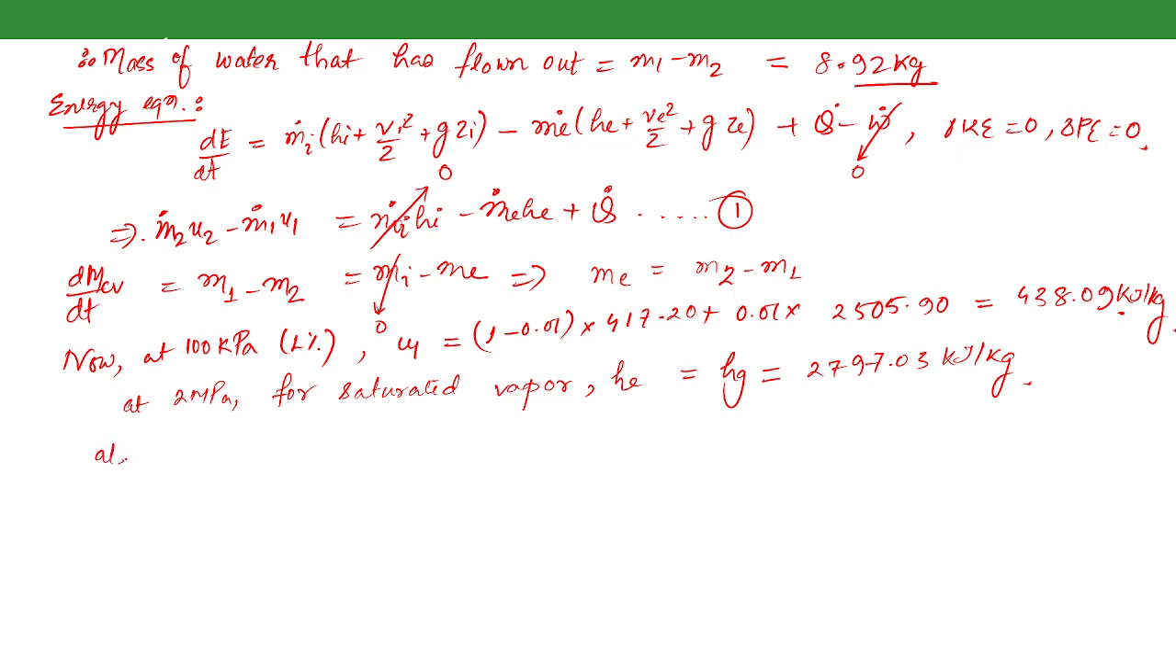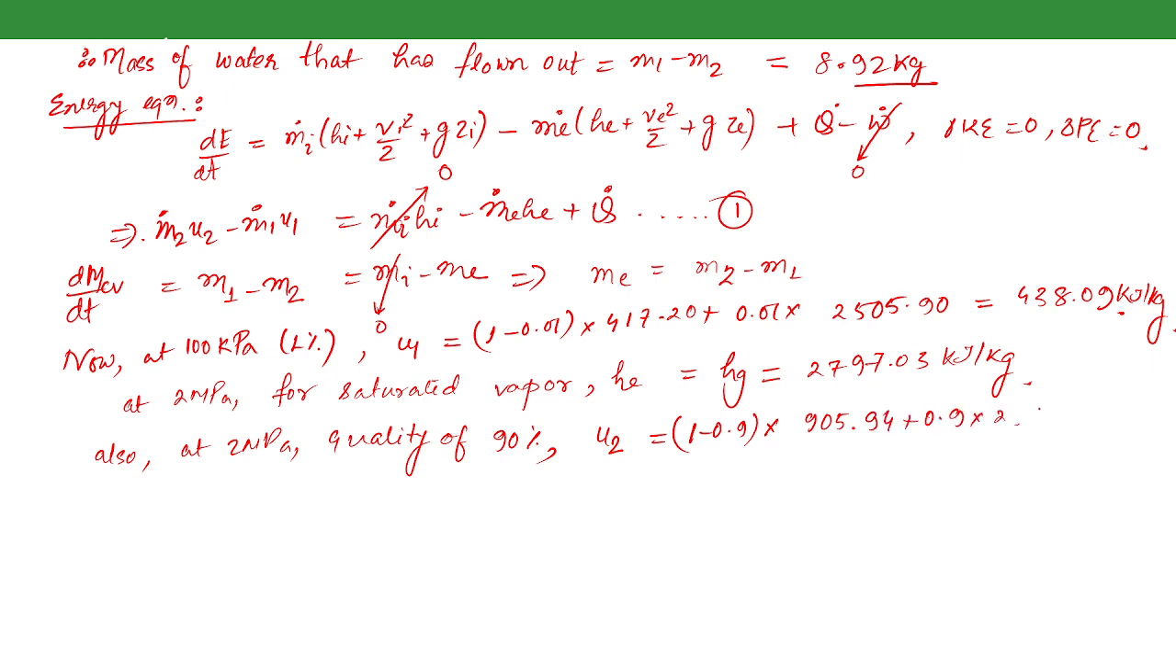Also, at 2 megapascal with a quality of 90%, that is for the mixture, the internal energy U2 will be equal to (1 minus 0.9) multiplied by 905.94 plus 0.9 into 2597.67. So the final internal energy is 2428.49 kilojoule per kg.